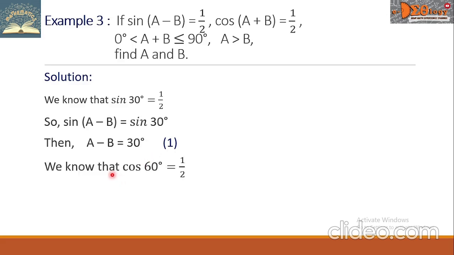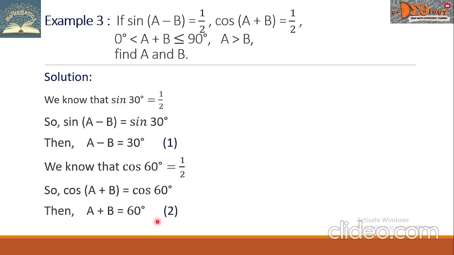Also, we know that cosine 60 degrees equals 1 half. In the given, we say the cosine A plus B equals 1 half also. Therefore, the cosine A plus B equals the cosine 60 degrees. Then we can simplify this as A plus B equals 60 degrees. Let this be equation 2.